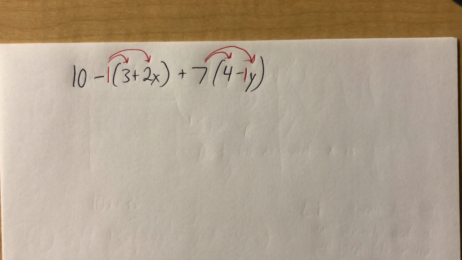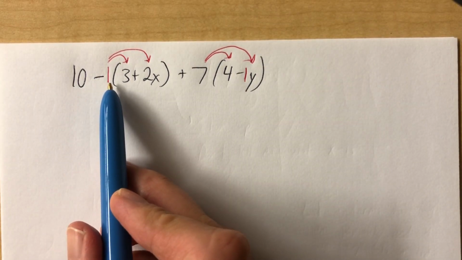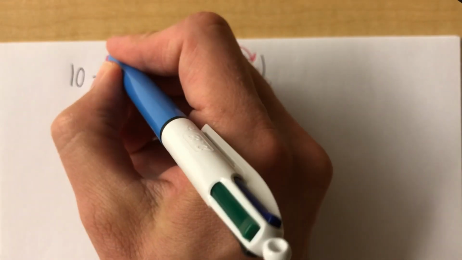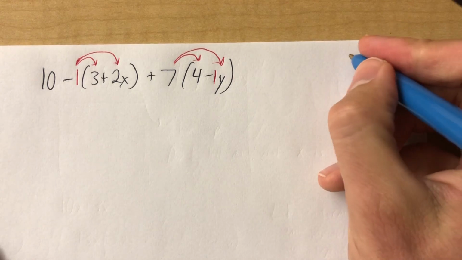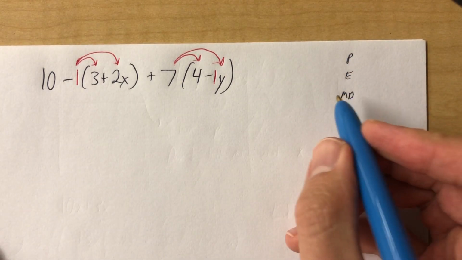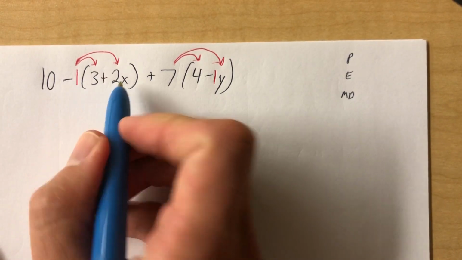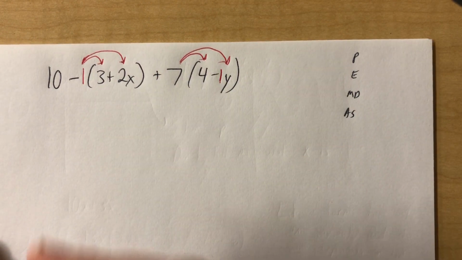Now, you might be tempted to say, oh, 10 minus 1 is... No. Don't do 10 minus 1. And here's why you should not do 10 minus 1. Because I do parentheses first, exponent second. Multiplication and division next. That multiplication is going to happen before my addition and subtraction. Okay, so let's keep moving.